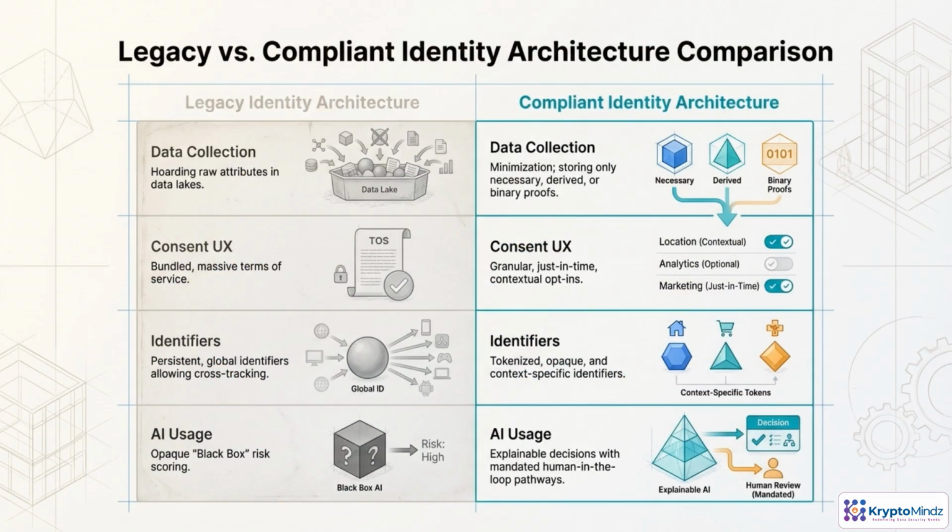All of this adds up to a mindset shift. Legacy identity architecture assumes collect everything now, maybe use it later. Compliant architecture starts with minimization, only what's necessary, or even just a cryptographic yes-no proof. Consent moves from one giant terms of service to small, timely choices tied to a specific action. Identifiers evolve from one global ID that enables tracking to opaque, context-bound tokens. And AI goes from opaque scoring to explainable models with clear human review, especially for high-impact decisions.